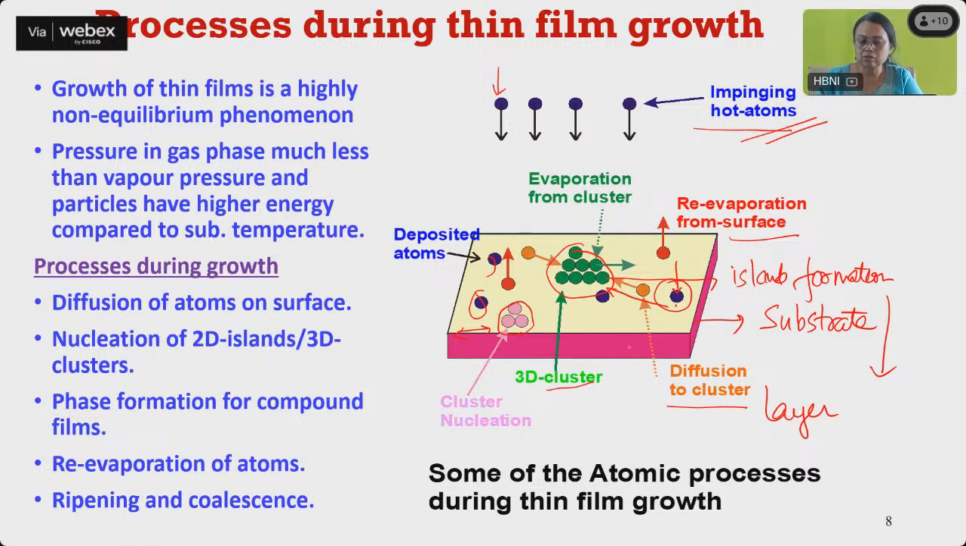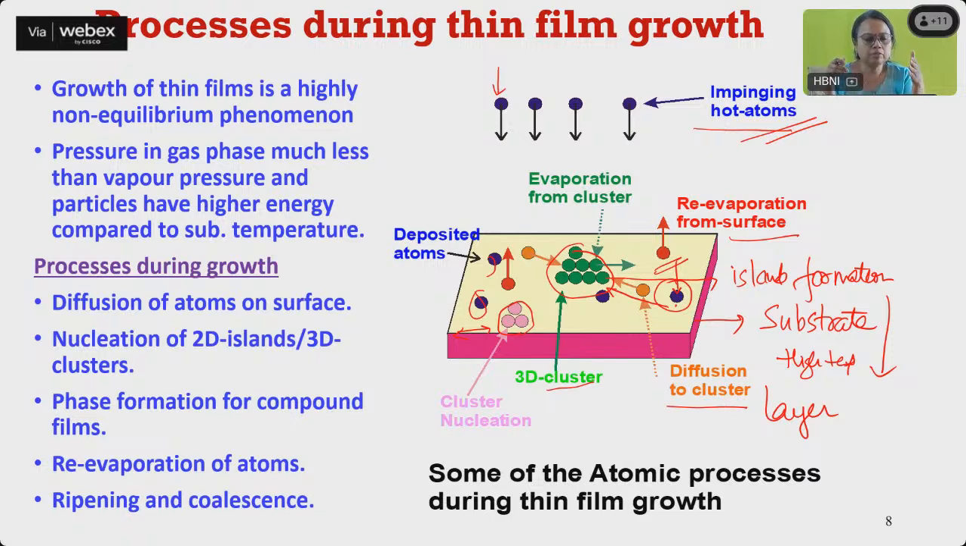Sometimes, if we are maintaining the substrate at high temperature, there is a tendency of re-evaporation. So this is basically a dynamical situation where there is cluster formation, there is 3D nucleation, there is migration of incoming atoms, and there can be re-evaporation also. So depending on our kind of application, we have to optimize our growth process.